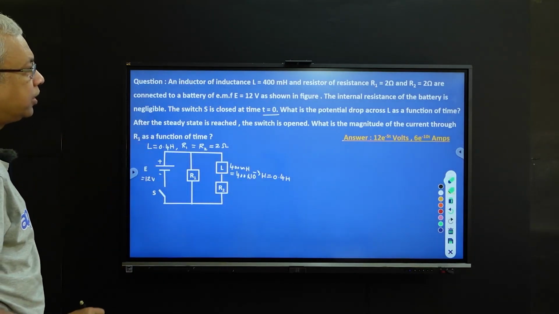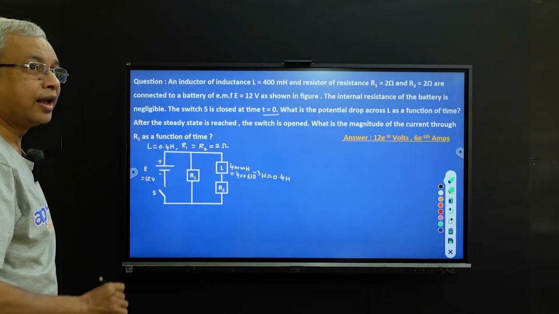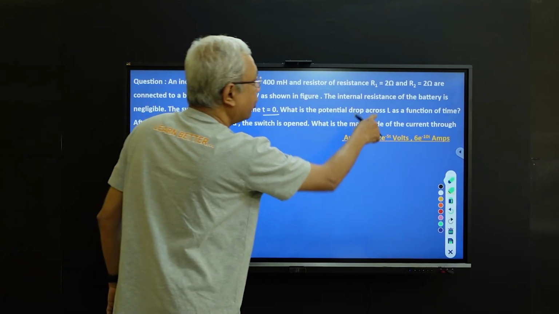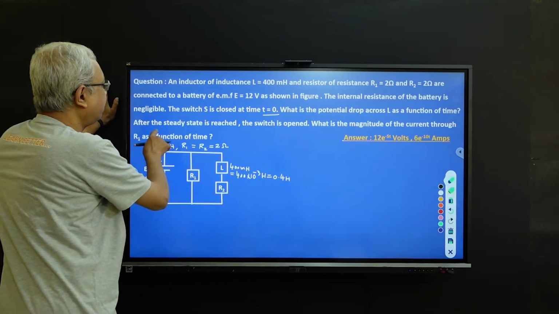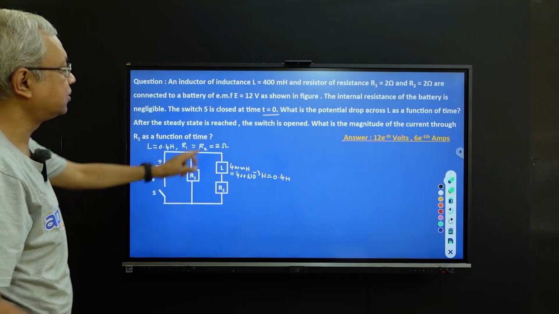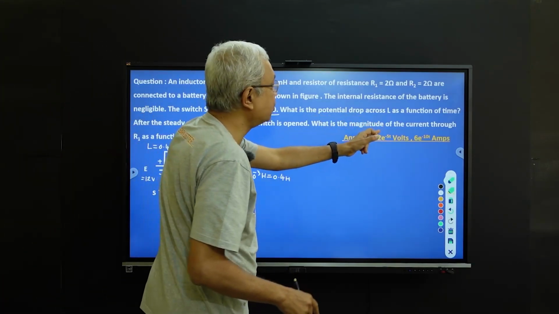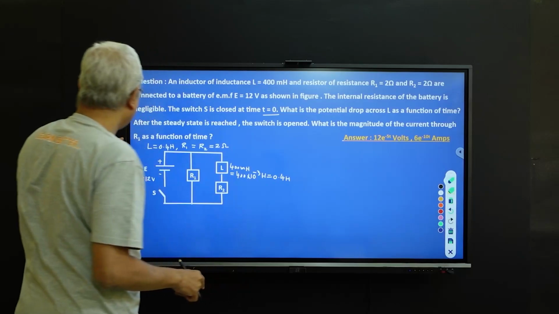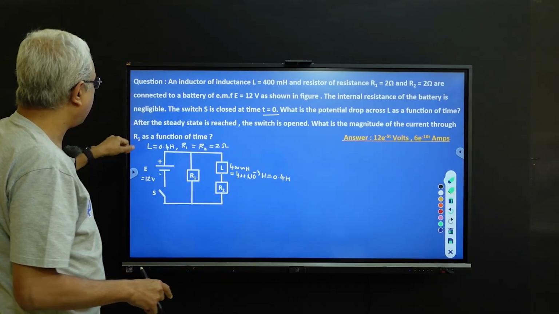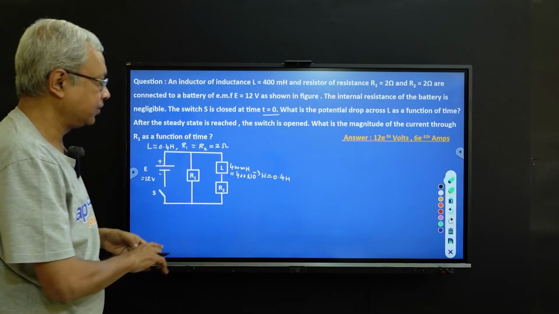What is the potential drop across L as a function of time? After the steady state is reached, the switch is opened. What is the magnitude of the current through the resistor R1 as a function of time?